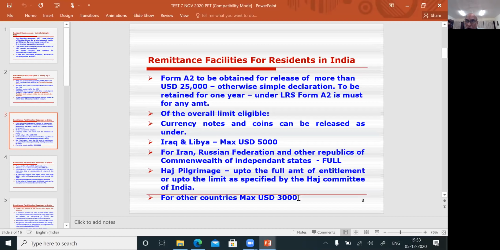But friends, for visiting Nepal and Bhutan, no forex is to be released by the authorized dealer. Imports and exports from Nepal and Bhutan are not in any forex. No forex is to be released for Nepal and Bhutan. That also you should keep in mind. Now let us see the question. You'll be able to answer.